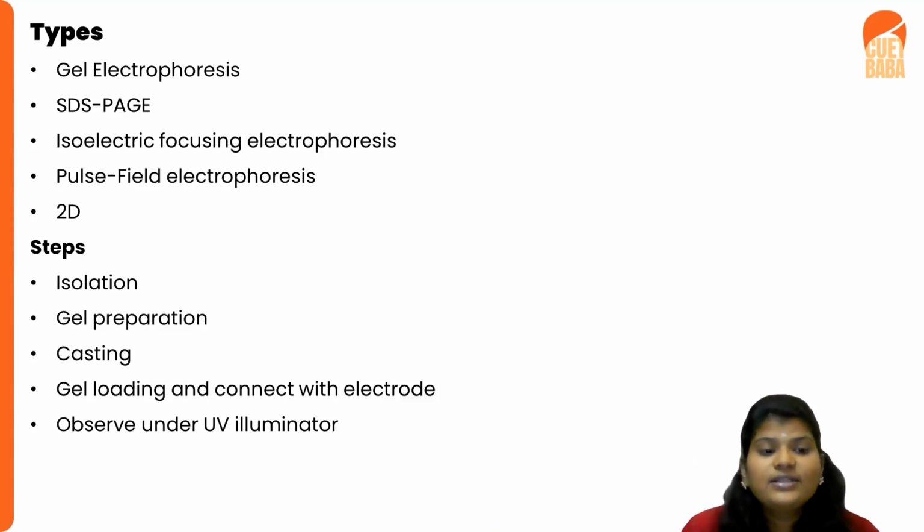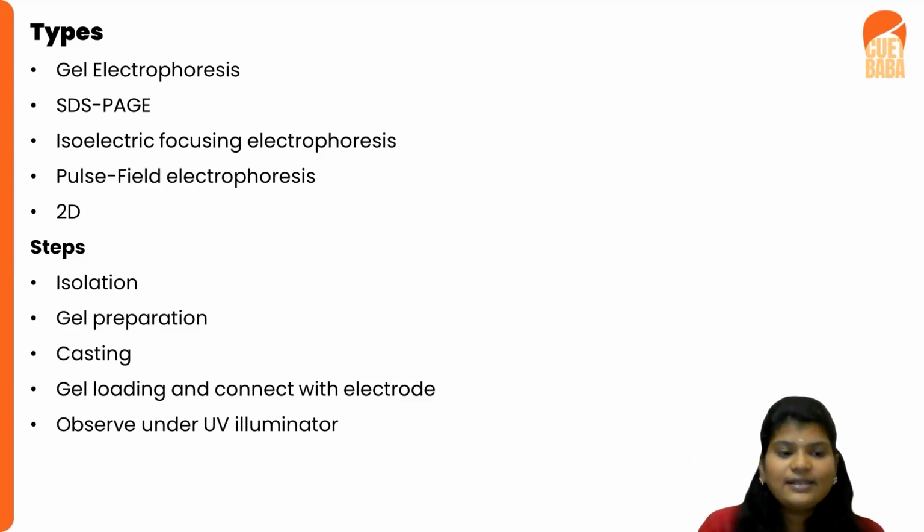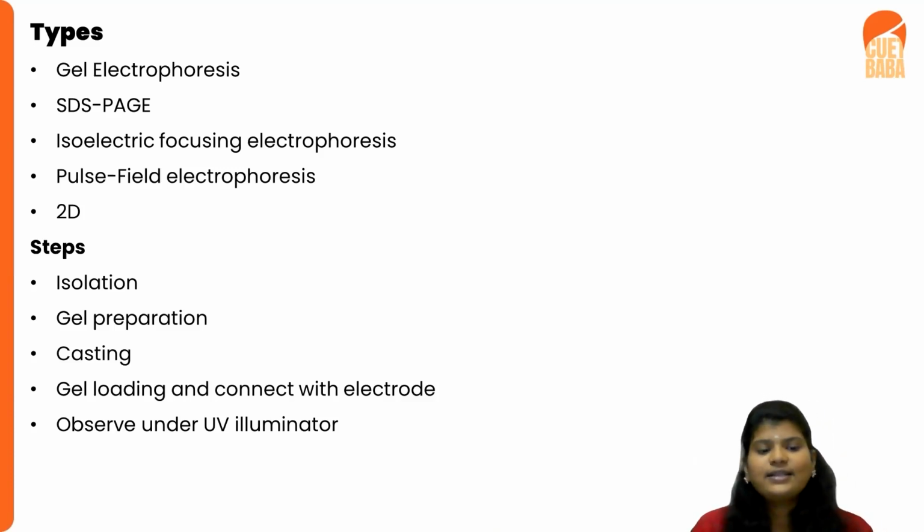The next thing is casting. It is like a glass tray where the gel will be poured, and the wells have to be set for carrying the sample. And the next thing, after casting, the electrode is going to be connected with the casting. There are two electrodes, one is cathode, another one is anode. The cathode is negative, and the anode will be a positive charge.